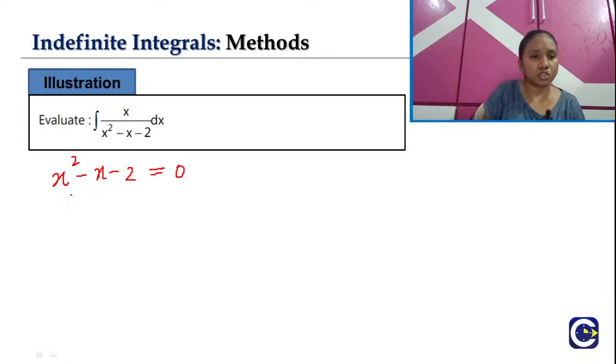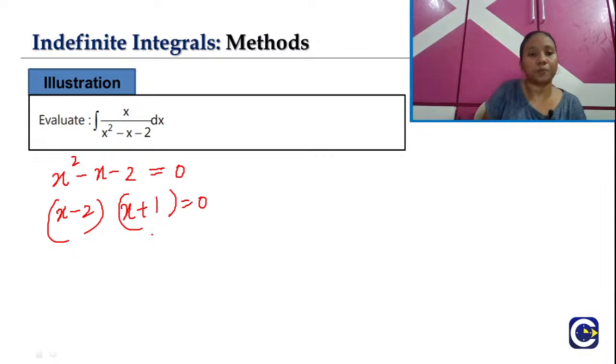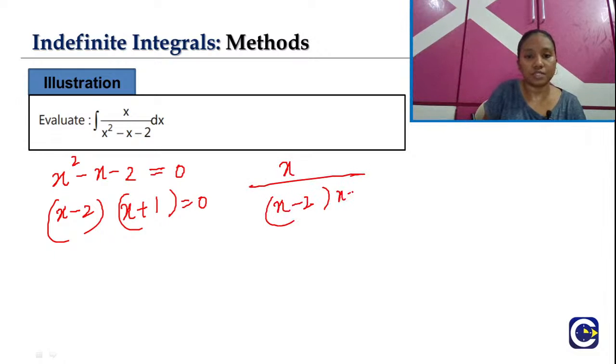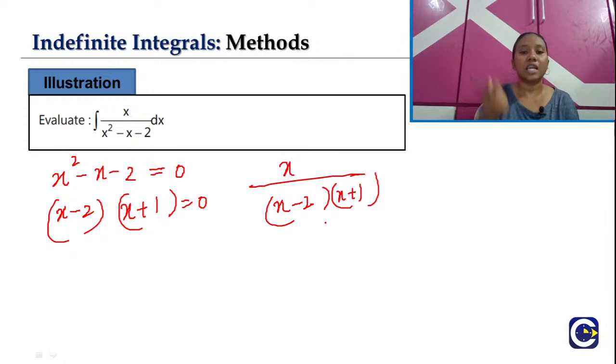The product should be minus 2 and the sum should be minus 1. That way we have to factorize it. If we do it, we end up having x minus 2 into x plus 1 is equal to 0. So my denominator factors here will be x minus 2 into x plus 1. Now if you observe, this falls under the first case in our type 1, that is non-repetitive linear factors in the denominator.